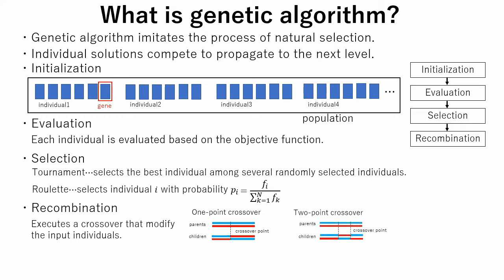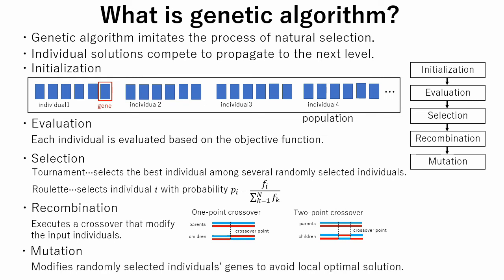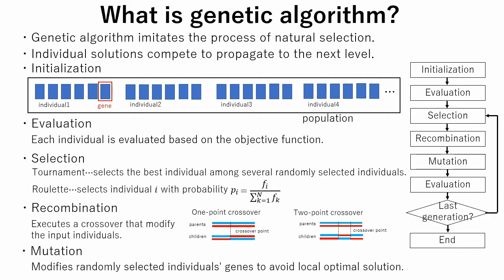In two-point crossover, two crossover points are picked randomly from the parent chromosomes. The bits in between the two points are swapped between the parents. The fifth stage is mutation. Mutation modifies randomly selected individuals' genes. It is not necessary, but it prevents the algorithm from falling into a local optimal solution. After mutation, evaluation is done, and if it is not the last generation, the loop starts once again.